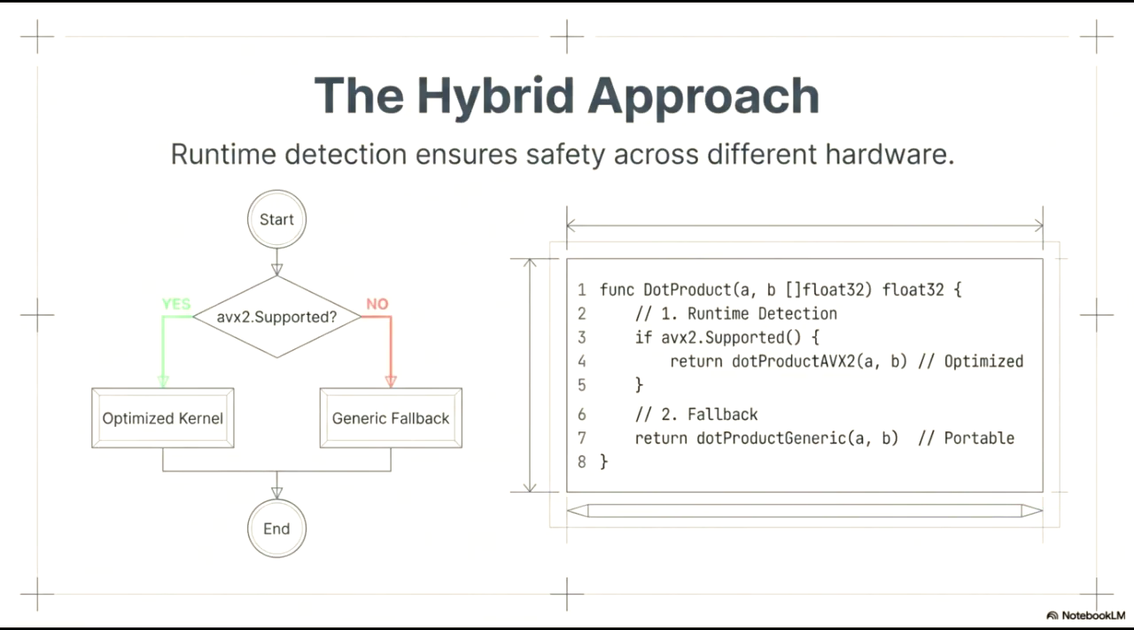Within the .product function, we first perform a runtime check. If supported, we return the results from the optimized AVX2 path. Otherwise, we fall back to a standard portable version. This methodology allows us to provide the best of both worlds: peak efficiency on modern hardware and reliable fallback mechanisms for older or different environments.